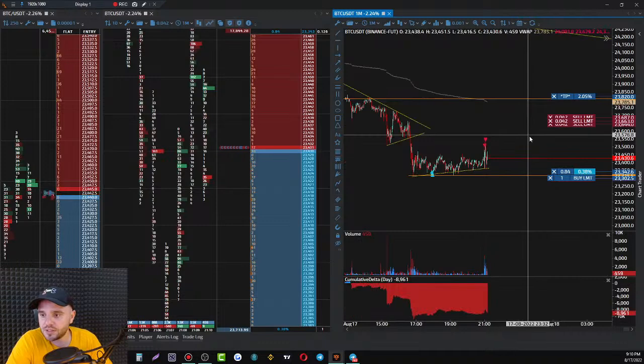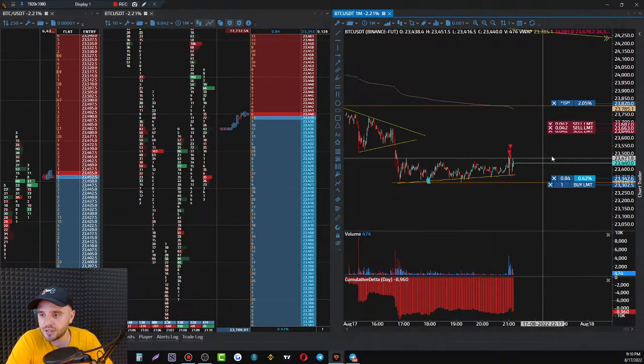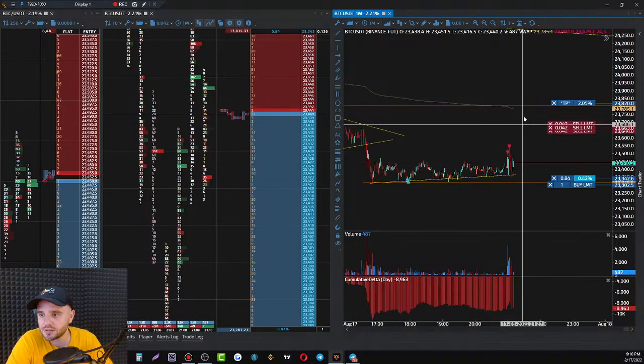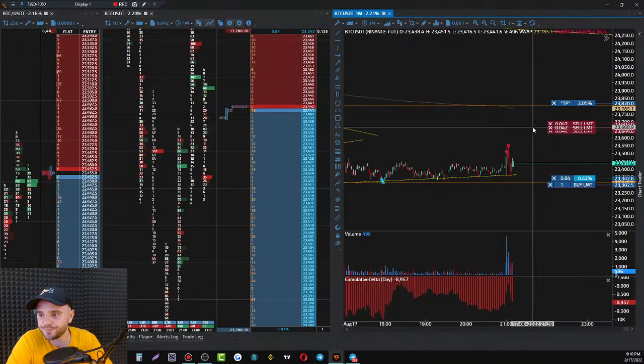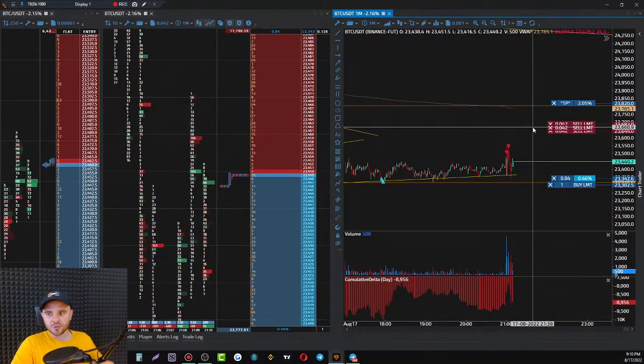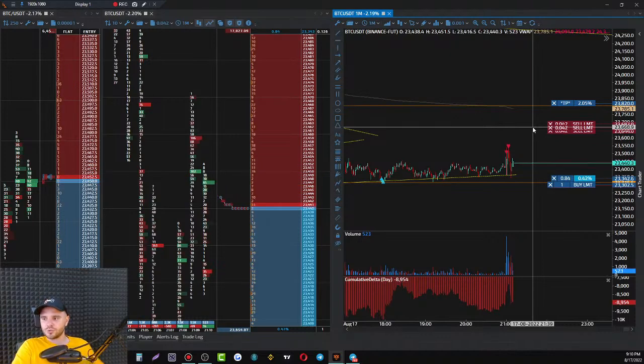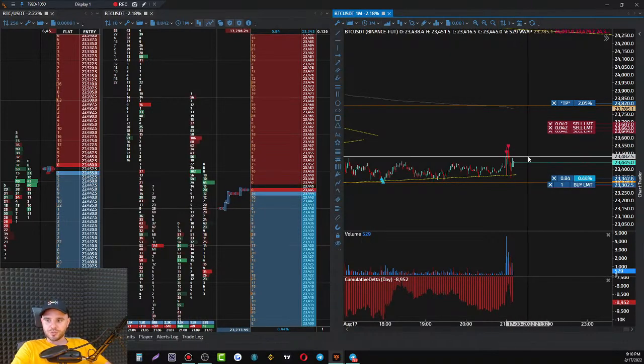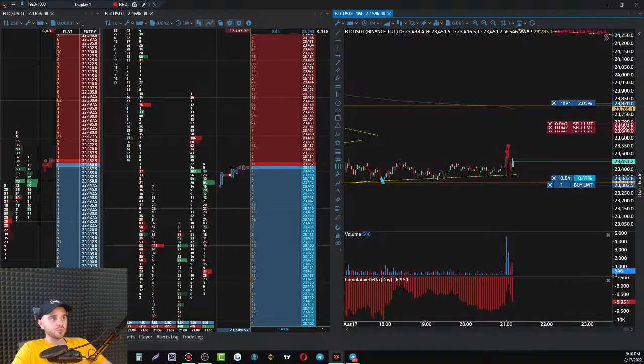And at this moment, it's time to see what will be the next. Will price hit this area or not? I don't want to move this trade. I don't want to close this trade. I just want to keep this trade. That's it. Like take profit or stop loss.